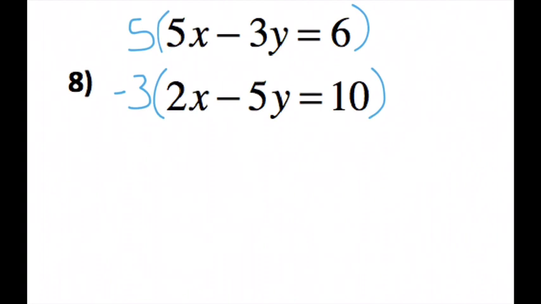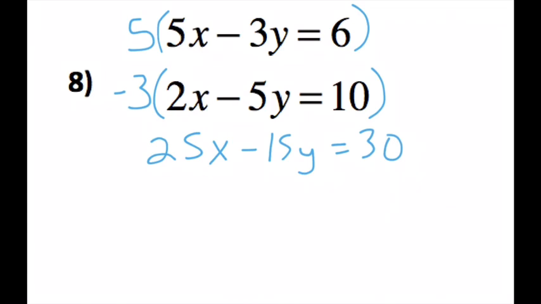So 5 times 5x is 25x, minus 5 times 3 is 15y, equals 5 times 6, which is 30. Then we have a negative 3 times 2x, which is negative 6x. Negative 3 times a negative 5 is a positive 15y, equals a negative 3 times 10, which is a negative 30.